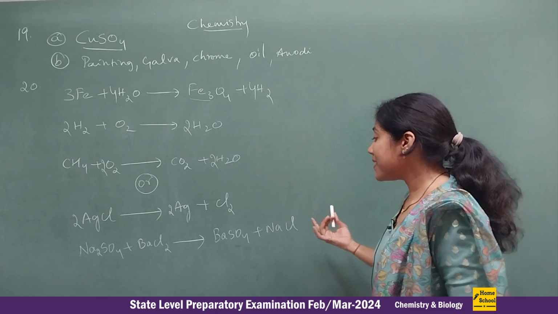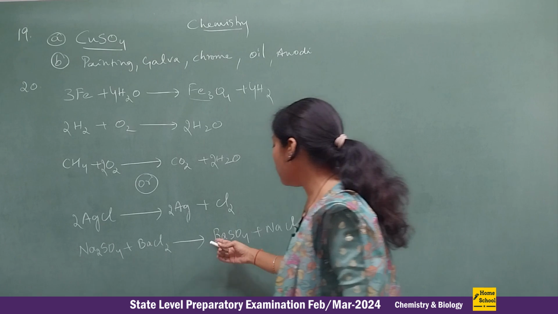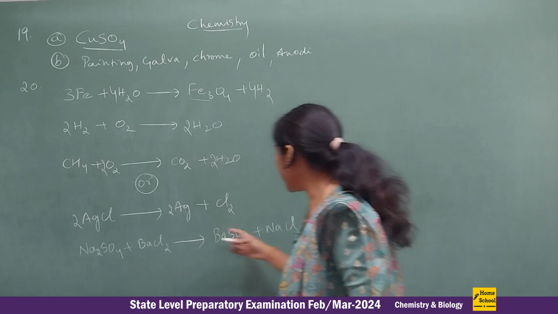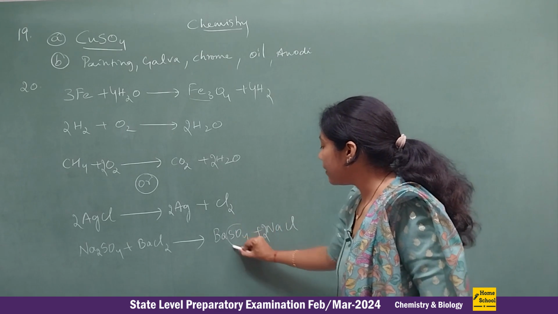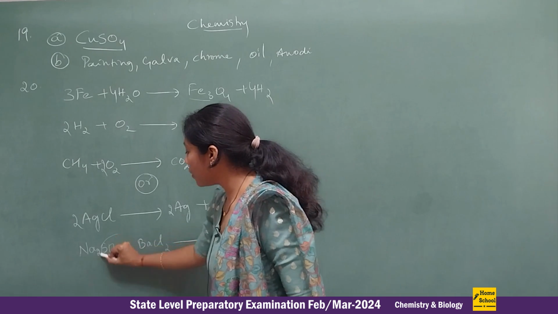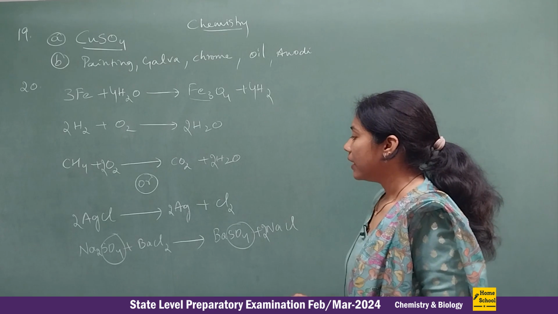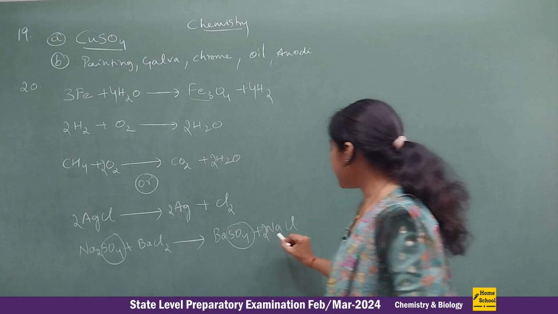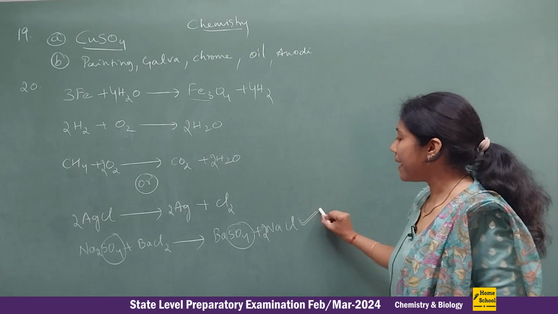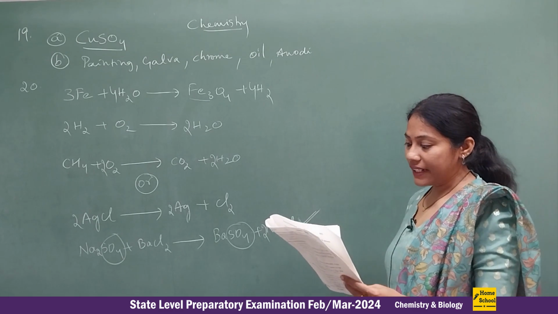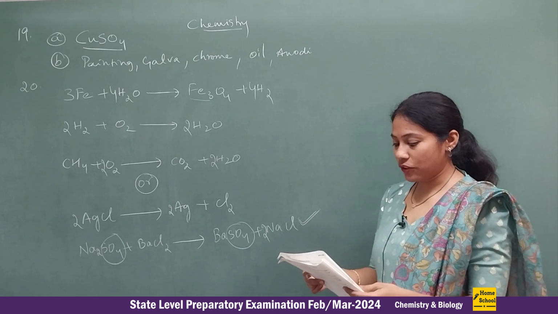So how do you balance this? See here, 1 barium, 2 sodium, here only 1, so I will put 2, right? Sulfate, there is 1 sulfate group, here also 1 sulfate group. And now chlorine, 2 chlorines, 2 chlorines, this 2 belongs to this Cl also. So now it is a balanced equation. So that is all about this 20th question.